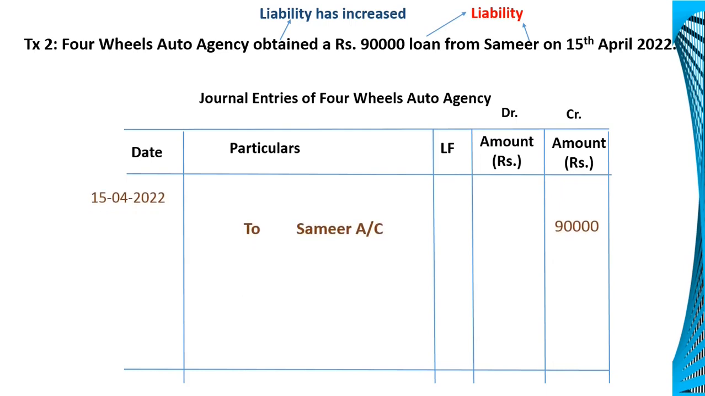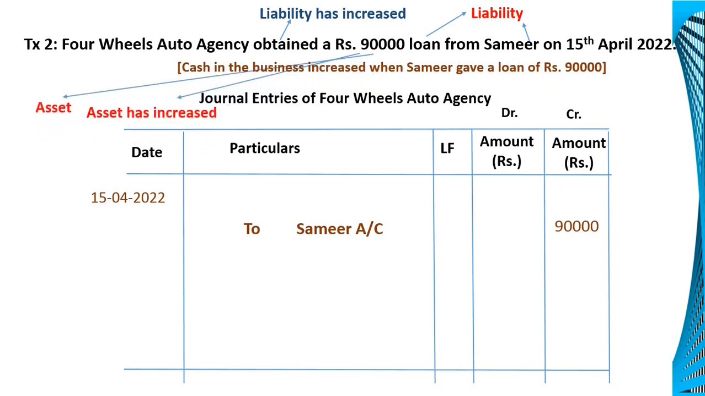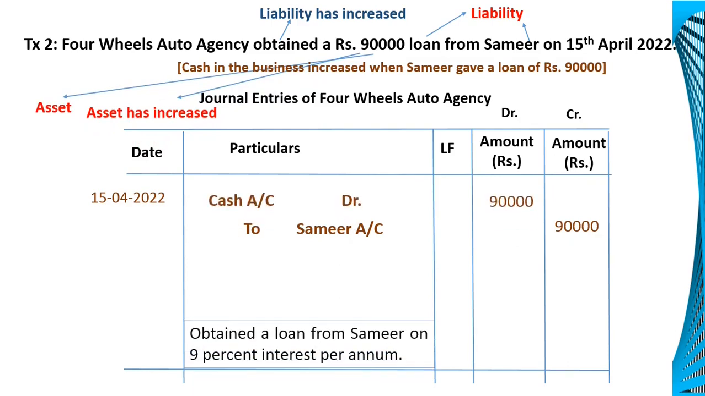The other side of the transaction is as follows. When the business received the loan, it received the same in the form of cash, which resulted in increase in the balance of cash. Cash is an asset and any increase in asset is debited. Hence, we will debit cash account. Finally, we will write the narration for the transaction.